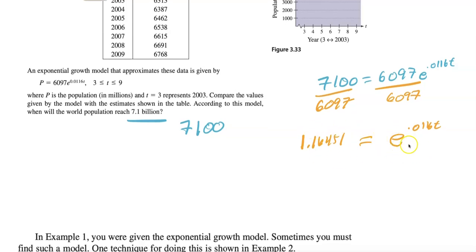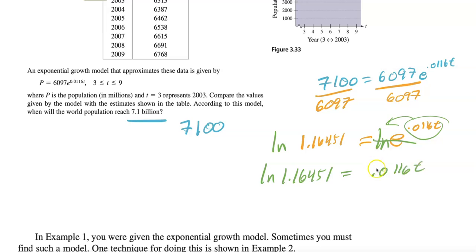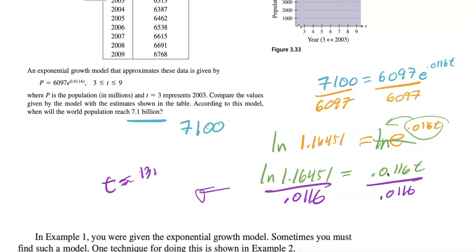Next, we gotta get rid of the e. So remember the way we do that? You take the natural log of both sides. The natural log lets you move the exponent to the front, and the natural log and e cancel out. We get 0.0116t. And all we have to do now is get rid of this. We're going to divide both sides by 0.0116, and we get t equals approximately 13.1.